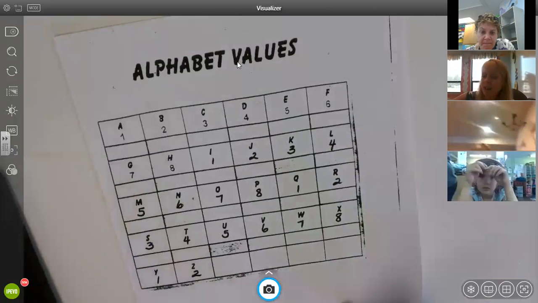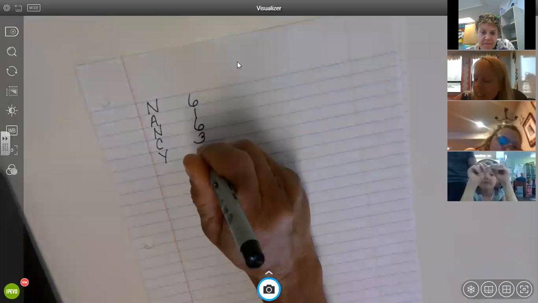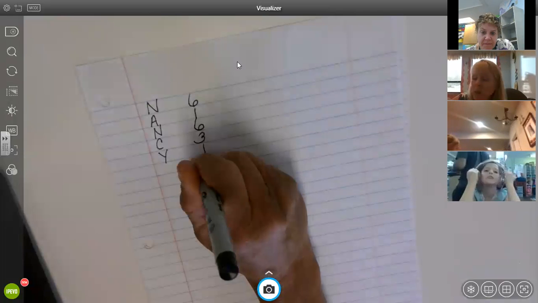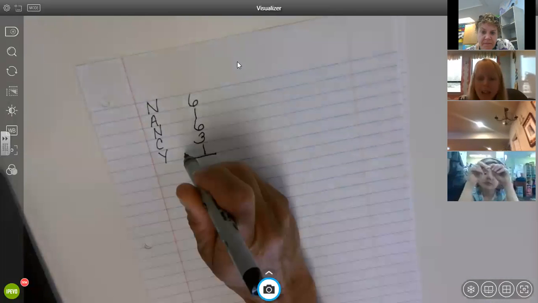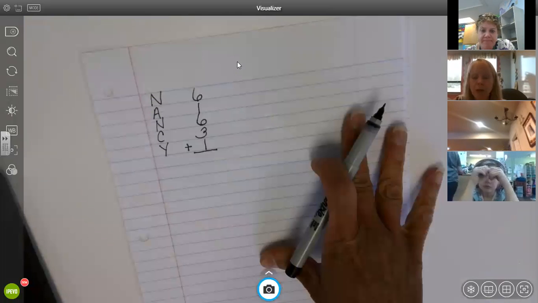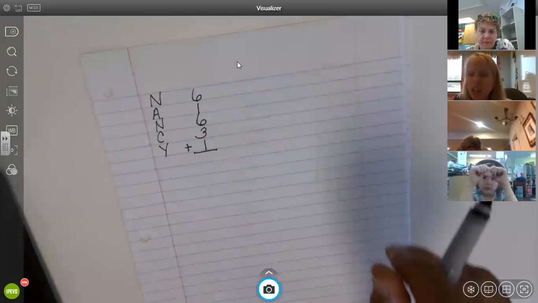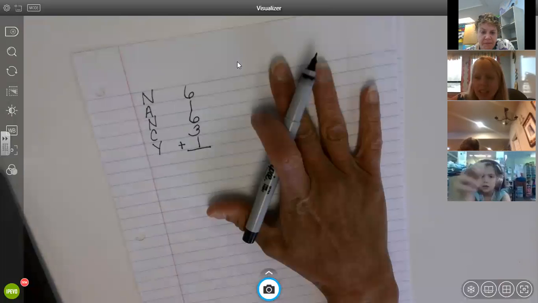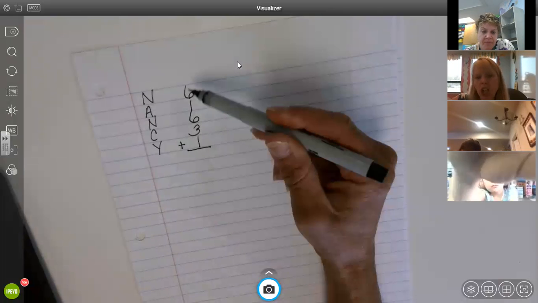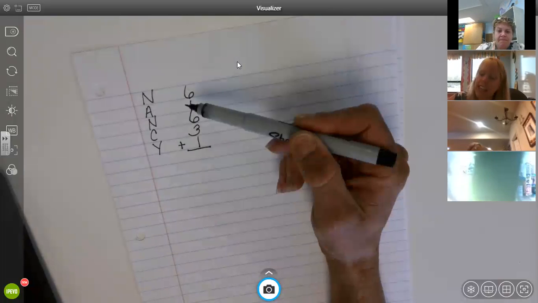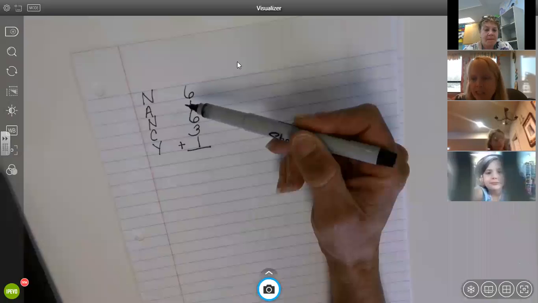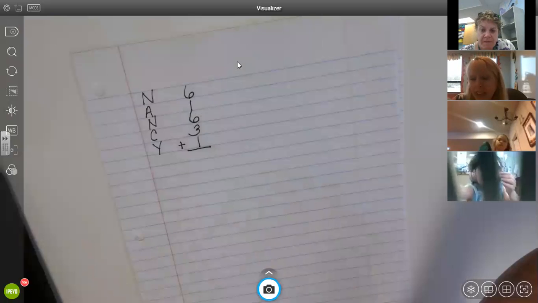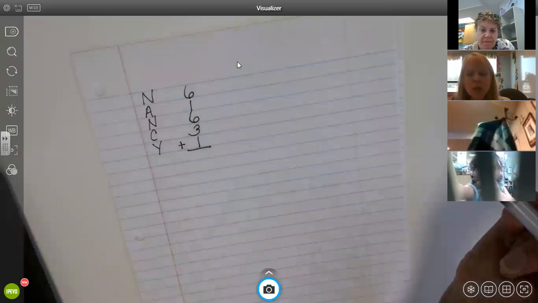So now I've got all the points in my name, and I want to find the total. So that means it's an addition problem. This is called column addition because the numbers are lined up in a column vertically. And you can do many different strategies to find the total. I'm just going to show you some examples.